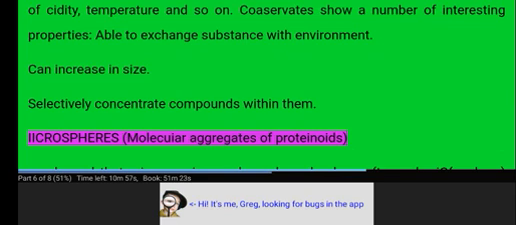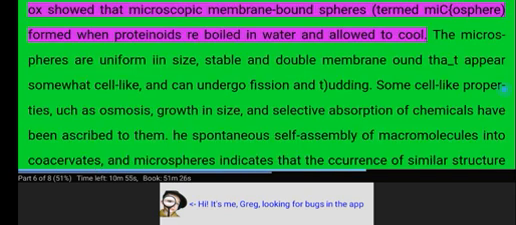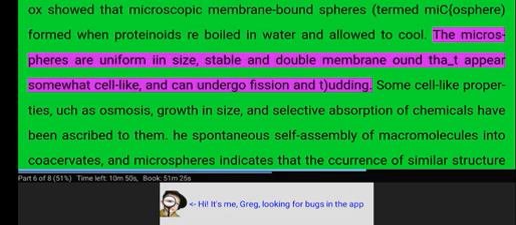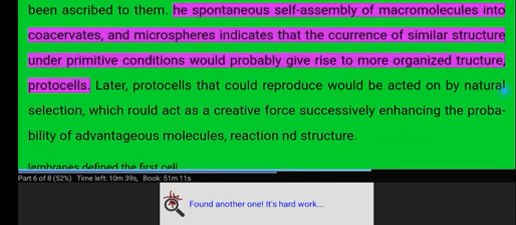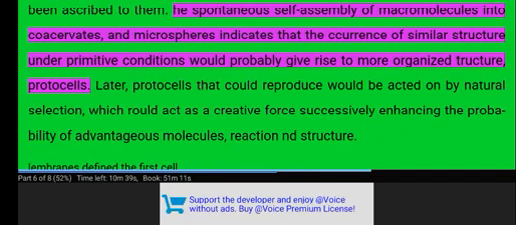Microspheres, molecular aggregates of proteinoids. Fox showed that microscopic membrane-bound spheres, termed microspheres, formed when proteinoids are reboiled in water and allowed to cool. The microspheres are uniform in size, stable, have a double membrane, appear somewhat cell-like, and can undergo fission and budding. Some cell-like properties, such as osmosis, growth in size, and selective absorption of chemicals have been ascribed to them. Spontaneous self-assembly of macromolecules into coacervates and microspheres indicates that the occurrence of similar structures under primitive conditions would probably give rise to more organized structures, protocells.